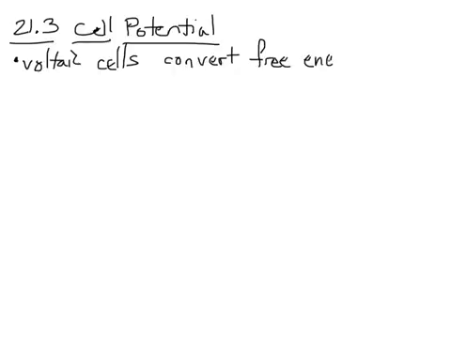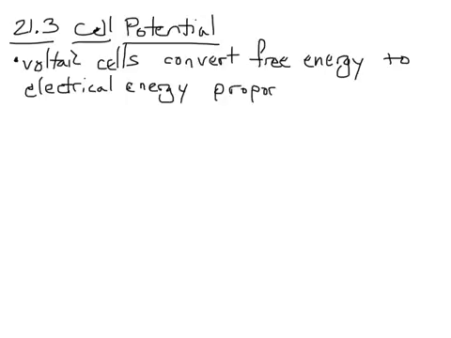Okie dokie. So, a few points to make. Voltaic cells essentially convert the free energy available to do some work, and they convert that to electrical energy. And of course, we human beings love to use that electrical energy to do work for us. So voltaic cells convert free energy to electrical energy, and this is proportional to the difference in potential.